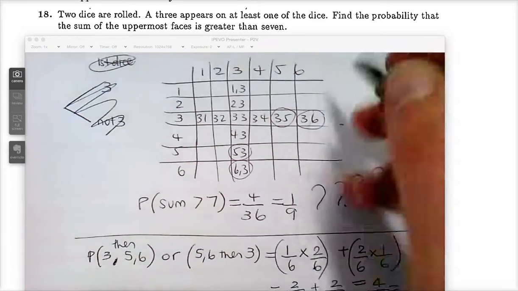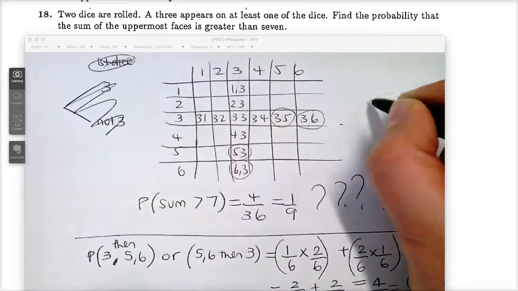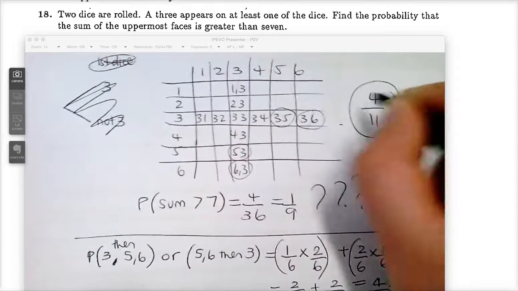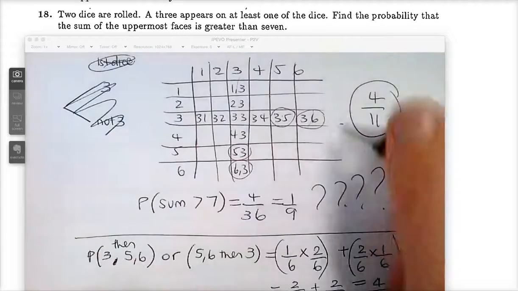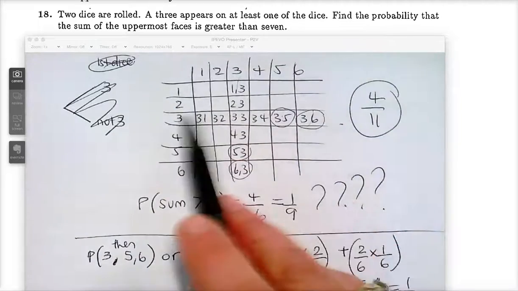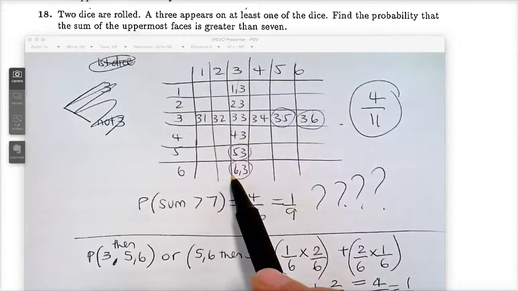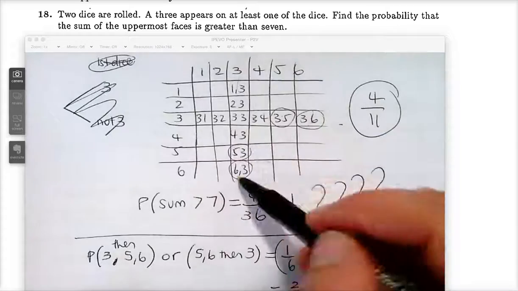If there has to be a 3, it's only these that are the possibilities. You've got 4 out of 11. Probability of a sum greater than 7, but this is now your sample space. It's 4 out of 11.